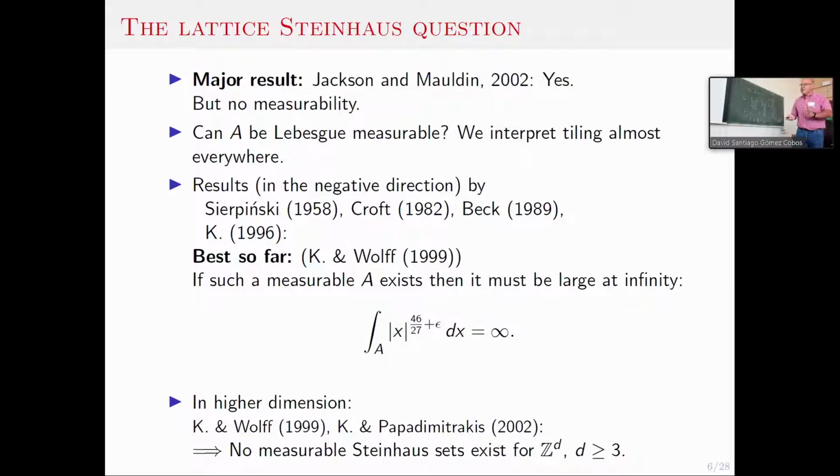And in higher dimension, the Lebesgue measurable case is settled by both myself and Wolff, and myself and Papadimitrakis. I will give you the second proof. No measurable Steinhaus sets exist in dimension 3 or higher. And we'll see the proof of that. The second proof is really easy, and we'll see it.